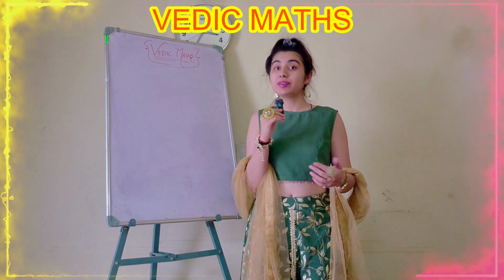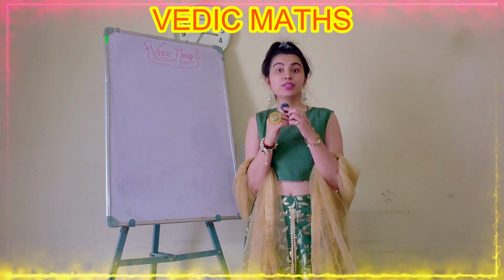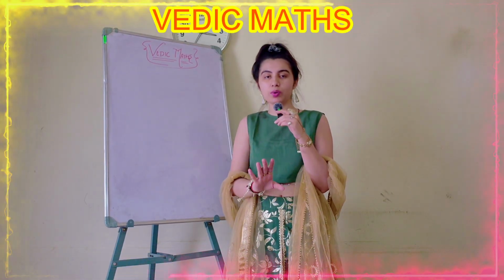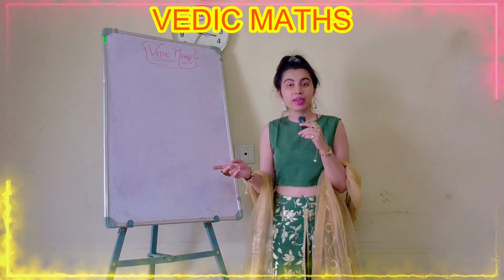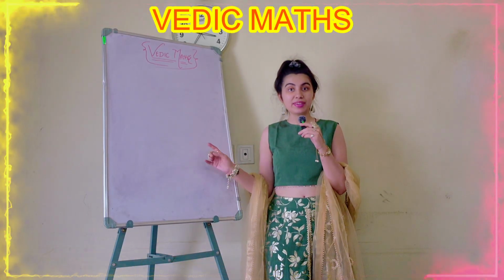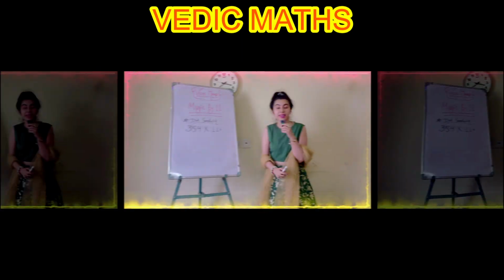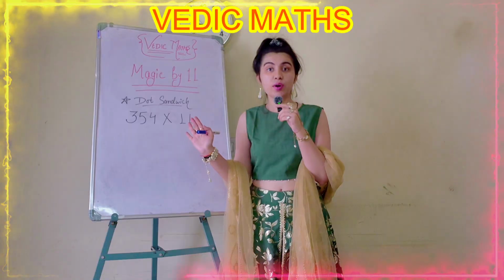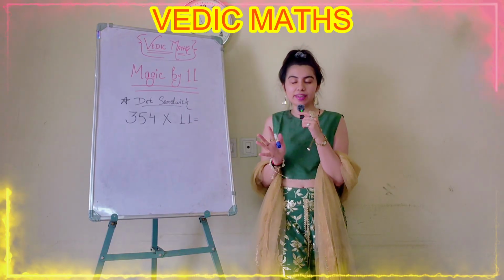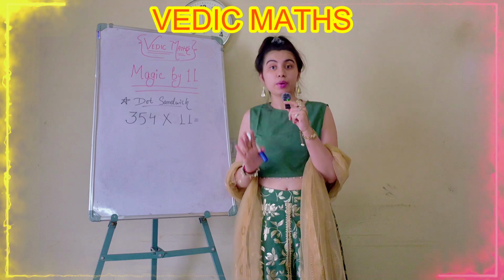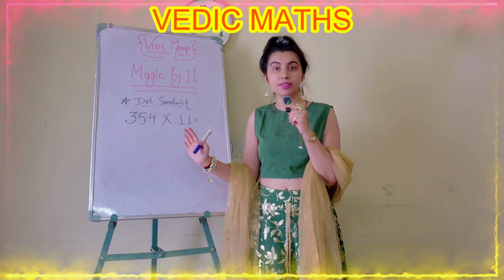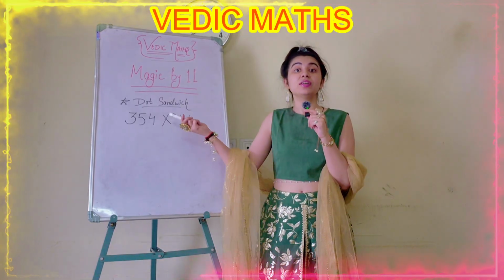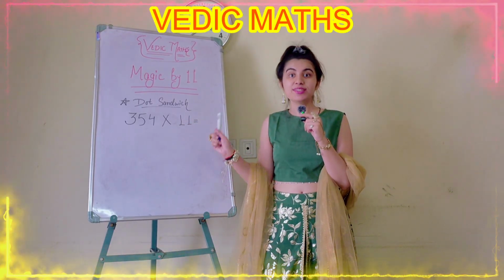So what are we going to discuss today? In the last class we discussed multiplications by 9 and that topic was over. Now we're going to start a new topic, and that is multiplications by 11. So how do we do it? Let's see. What we are going to learn is called magic by 11. It's definitely a magic. The method we are going to learn today for the multiplication is called the dot sandwich method.